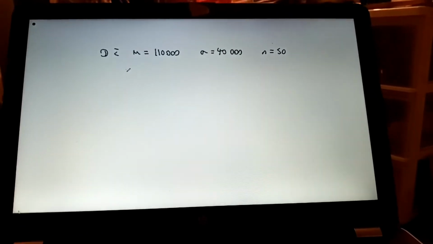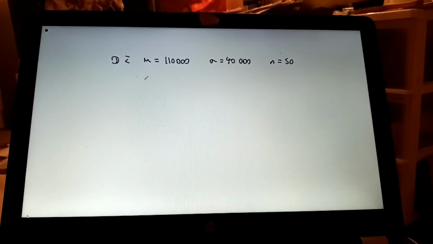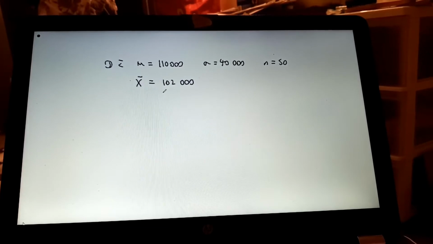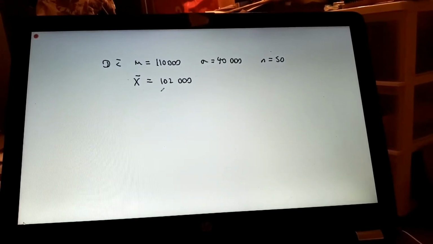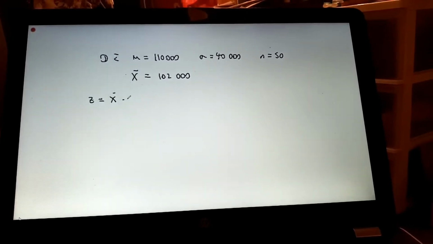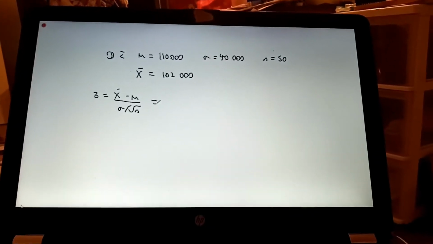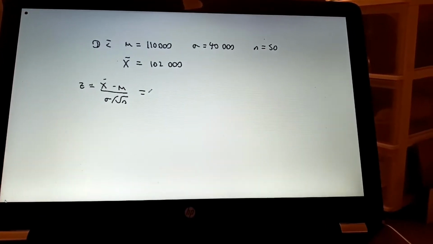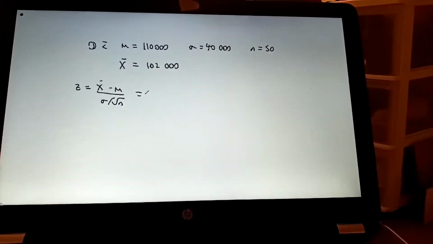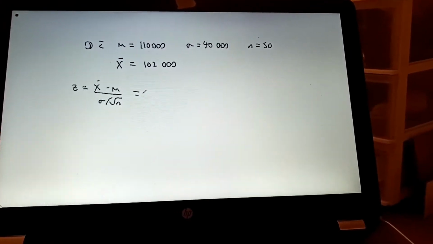Okay, so let's do, why don't we pick 102,000, just to do a similar example. So let's say X bar equals 102,000. Same thing, use your z-score formula. Z equals X bar minus the average divided by sigma over the square root of n. Everything is the same in this case. For this entire question, sigma is always the same, mu is always the same, and n is always the same. The only thing you're changing is just the sample average.